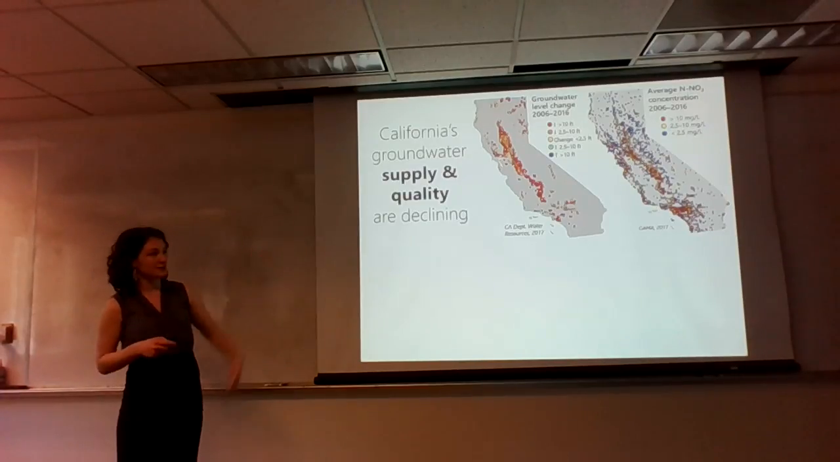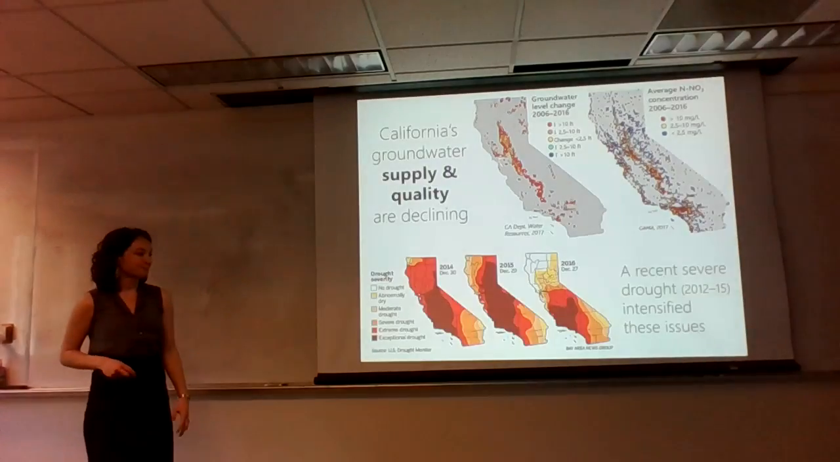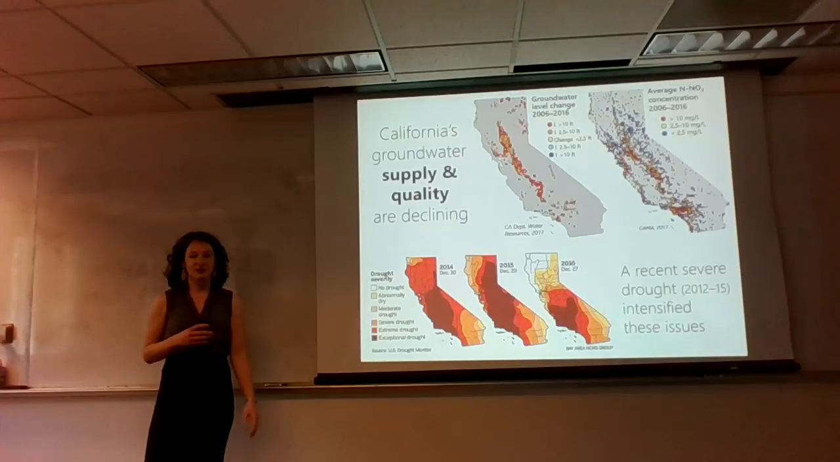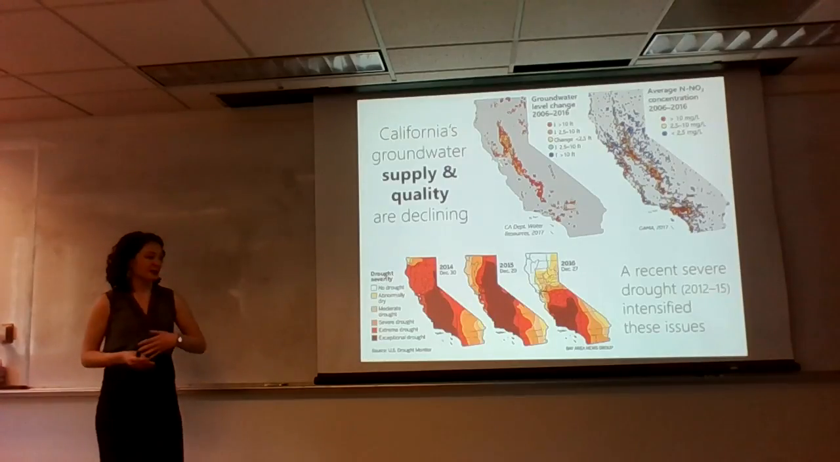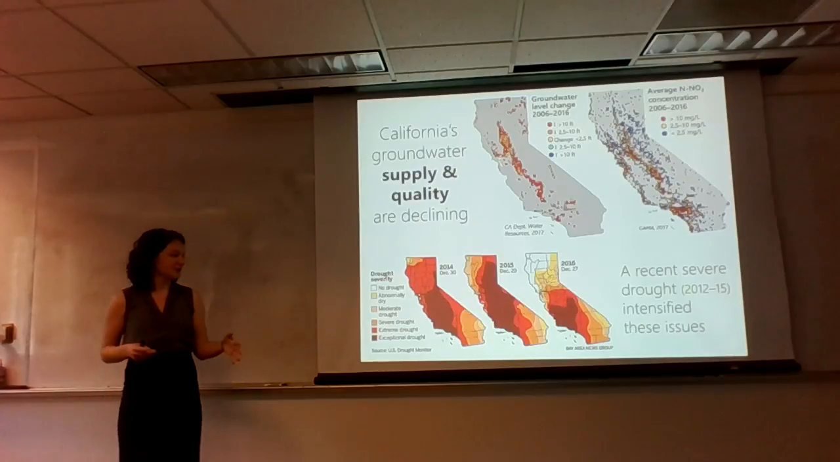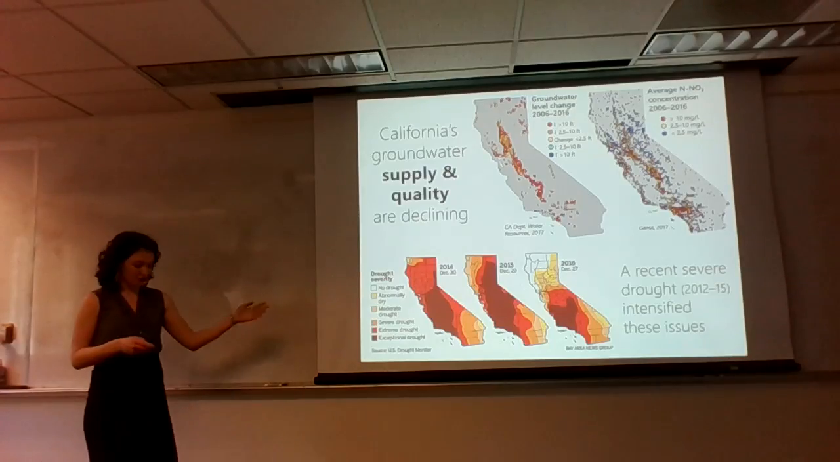On this map, all of the red dots indicate concentrations above the drinking water standard. And over the last few years, from 2012 to 2015, a severe drought in California has intensified these issues and further stressed California's groundwater resources. These maps show the extent and severity of the drought for the last 3 years.